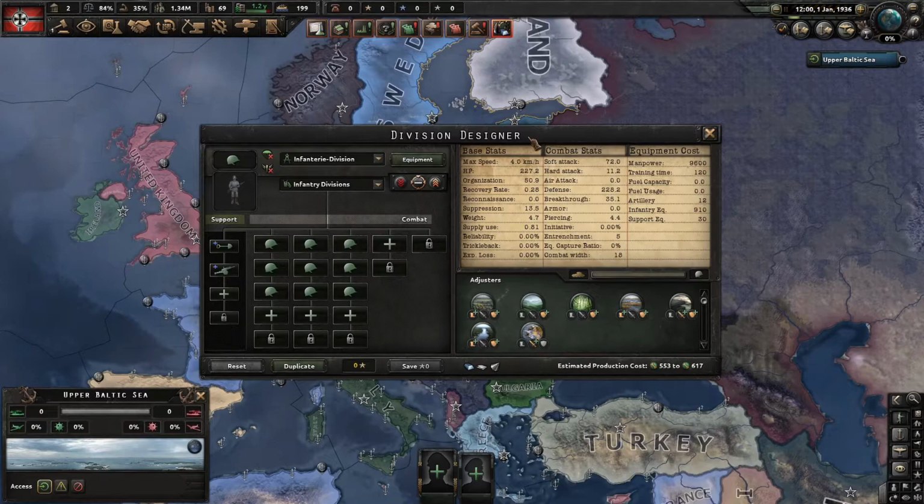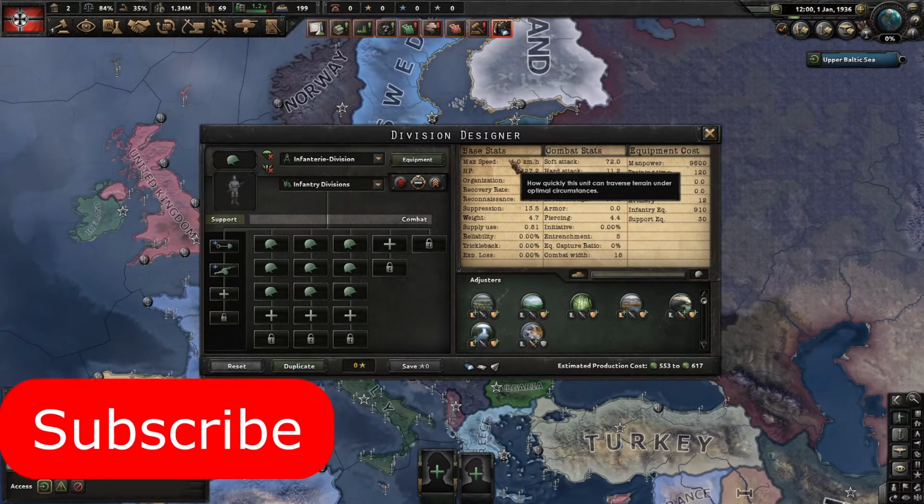And in this video we'll be talking about the division stats of land units. So what are all these stats, what do they mean, why are they important, and what do we need to keep an eye on when we design a division? That's what we're going to talk about. And we're going to start with the base stats right away.